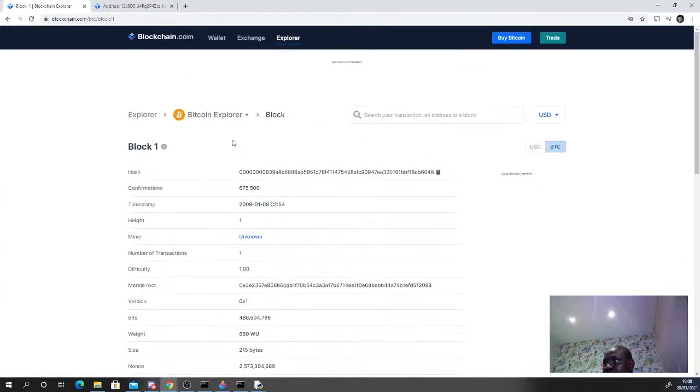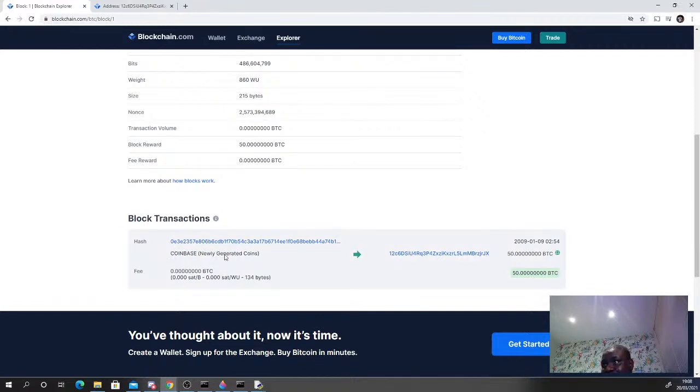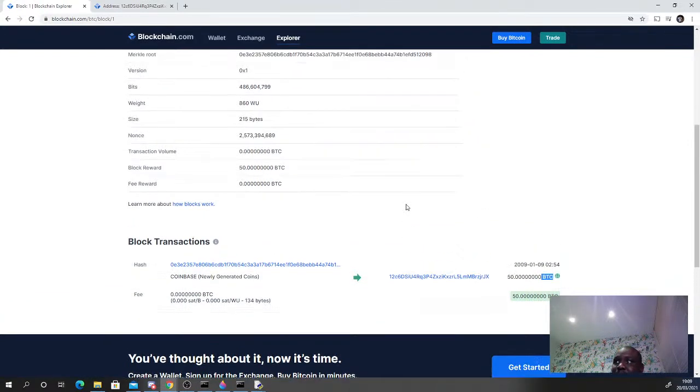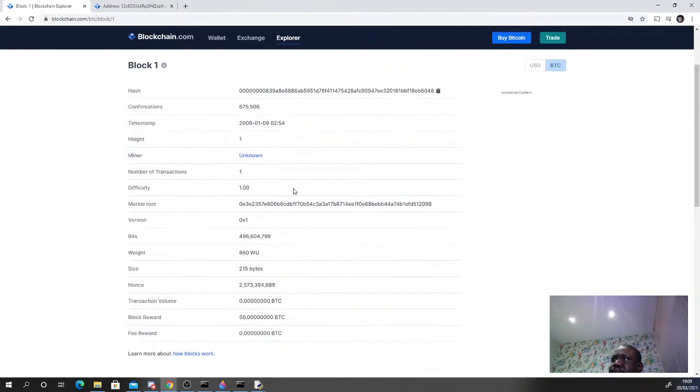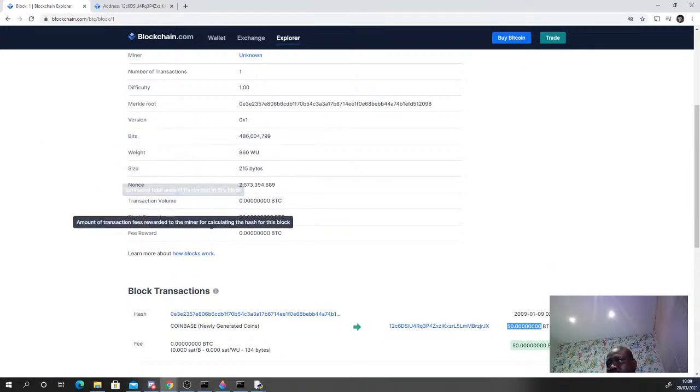Let me see, there is only one transaction here, the transaction to create the block. The guy who created it wrote a transaction and awarded himself 50 Bitcoin, which is now a very big amount of money. We will check the value now to tell you what this 50 means today. So there are a lot of transactions.